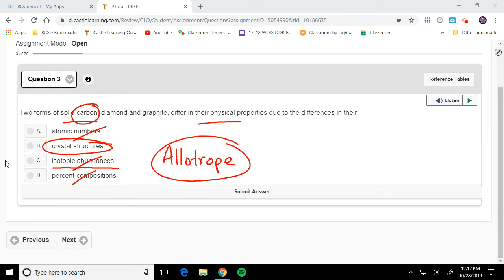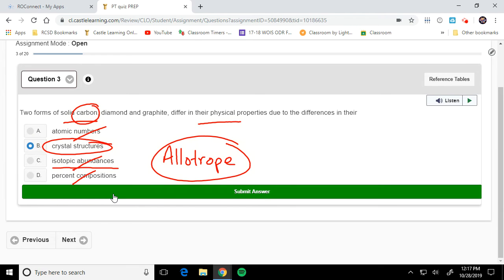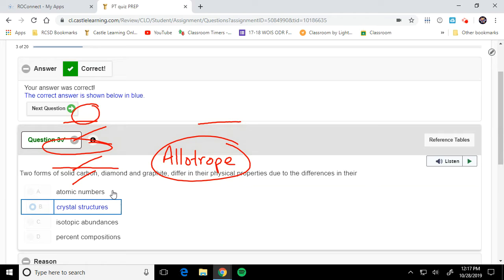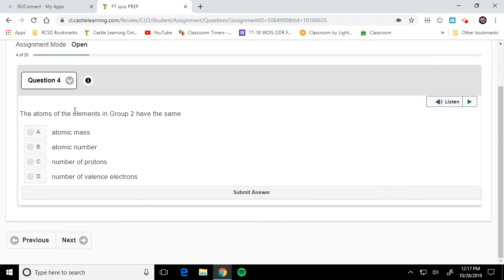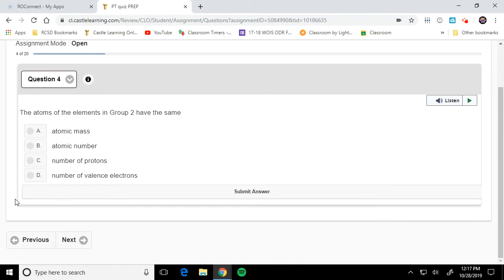which is what we knew about allotropes. We knew allotropes were the same element, different physical arrangement in space. That would be the crystal structures. Okay. Moving right along. On to number 4. Atoms and elements of group 2 all have the same what?